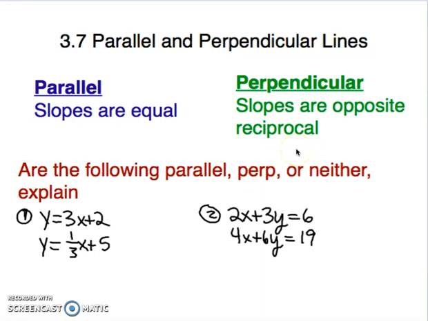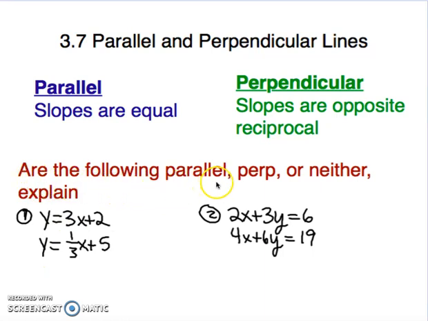So for example, if you had a line that had a slope of 3/4 and a line that had a slope of -4/3, these are opposites because one is negative and one is positive. And these are reciprocals because the numbers were switched. 3 was originally on the top and now it's on the bottom. So these are opposite reciprocals.